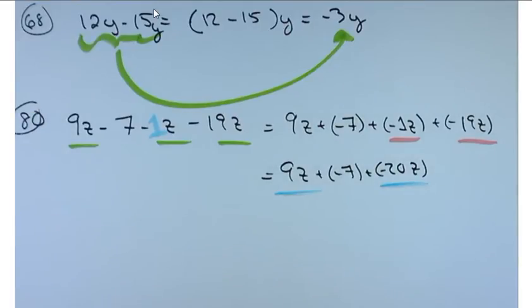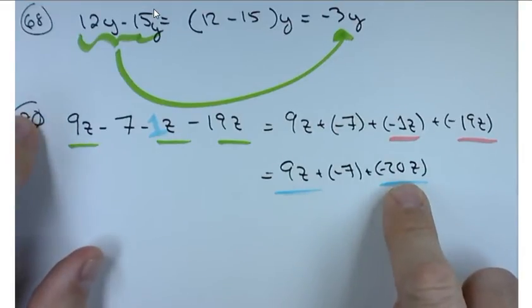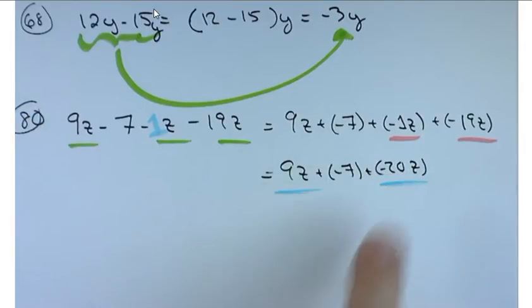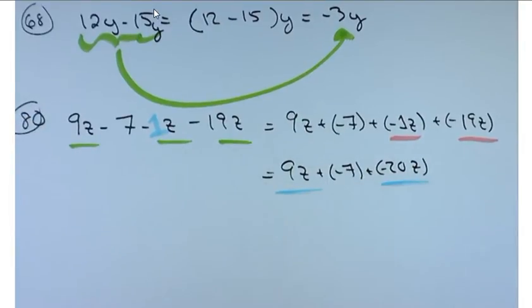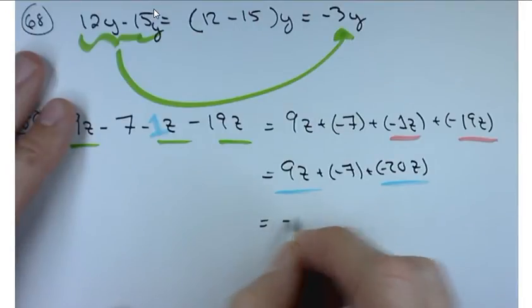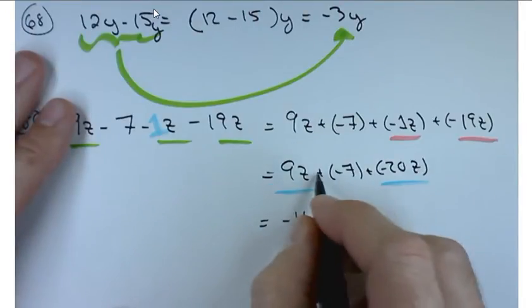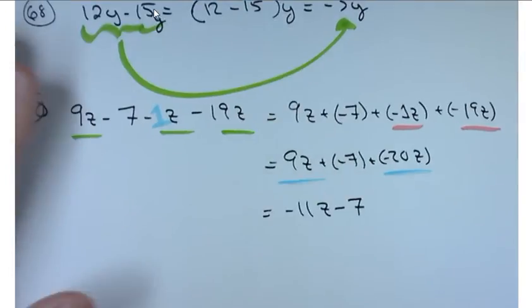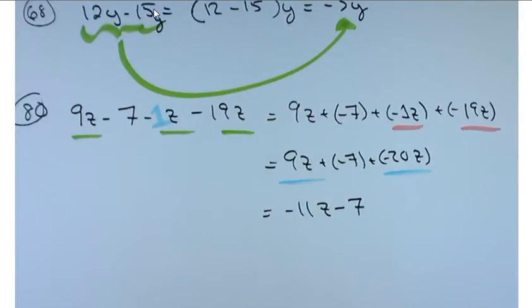Well, now I have to think a little bit. So, yeah, subtract the numbers, you get 11, keep the larger sign. So 20 minus 9 is 11, largest sign is negative. So negative 11z plus negative 7, or better yet, negative 11z minus 7.